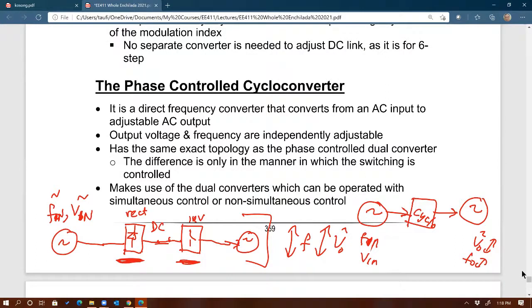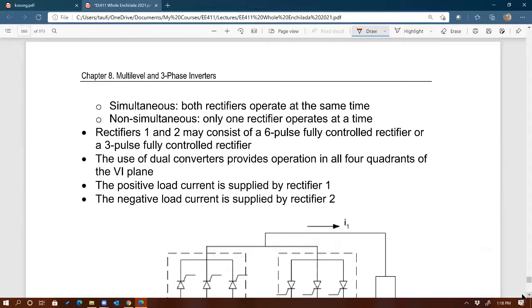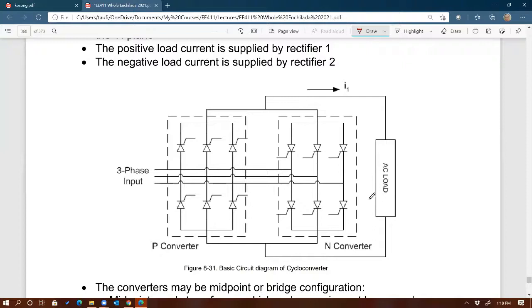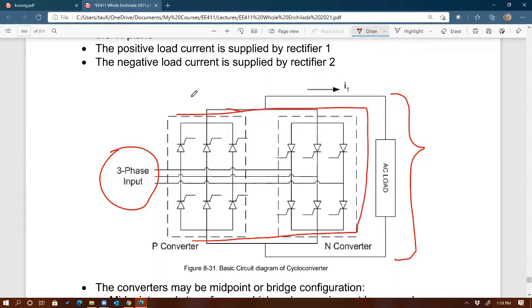So how do we do this? To me, it's very clever as well. I'm just going to explain the concept behind this. But here's the circuit. You have three-phase input. There is no rectifier, you can see, and then the output is AC. So what you have in a cycloconverter is back-to-back bridge converters. The first one is for the positive current. The second one is for the negative current. That's why you have back-to-back.